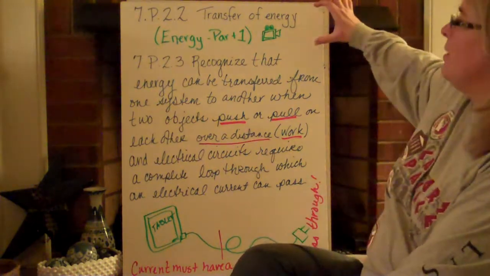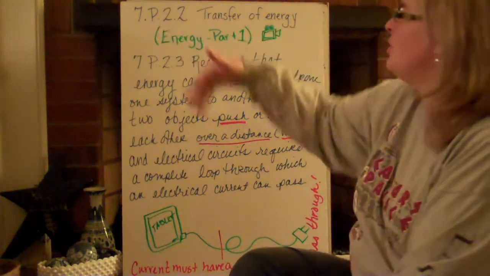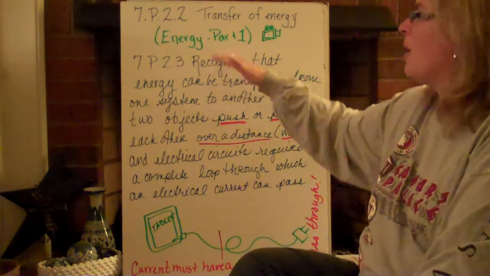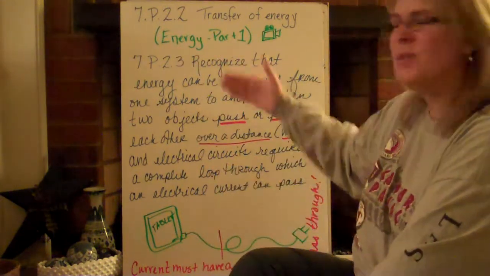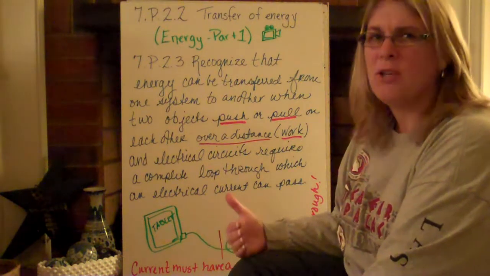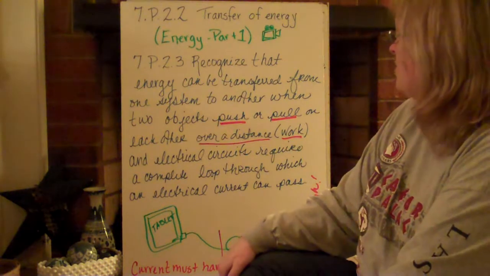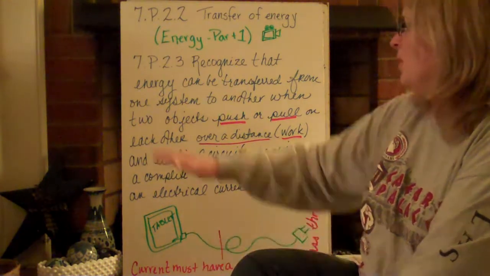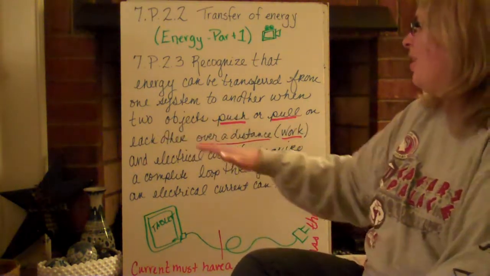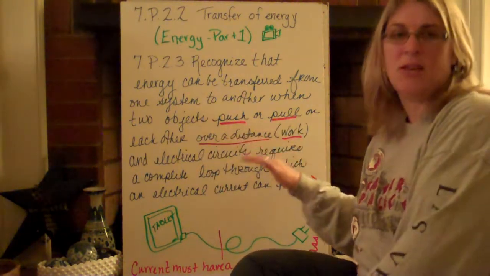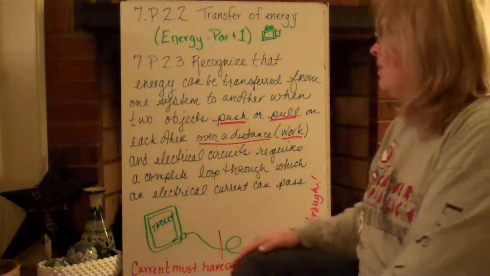The next one, which really is a review, is 7P.2.2, which is the transfer of energy from potential to kinetic. Again, that's energy part 1. You can look that one up. This one I really wanted to talk about some more to make sure that we have really covered it. And the standard says to recognize that energy can be transferred from one system to another when 2 objects push or pull on each other over a distance. Pushing and pulling over a distance is actually the definition of work again.